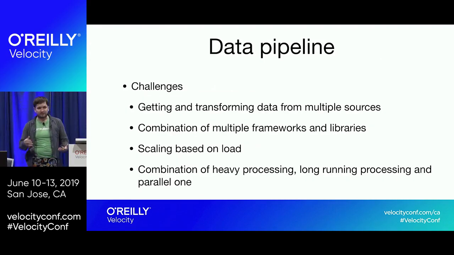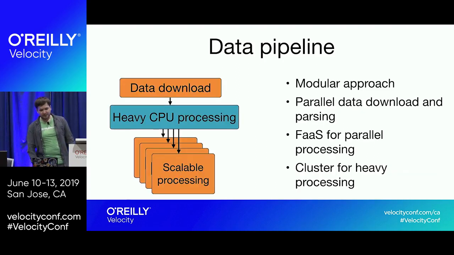Let's start with the first challenging task in data science: organizing the data pipeline. You have multiple sources, you have multiple frameworks and libraries. You want it to be scalable because you receive a lot of data in one go, so you want it to scale. And you have a combination of different types of processing. In this way, serverless allows you to combine it. So basically, you're using AWS Lambda for parallel processing, so you try to parallelize it as much as possible. And you use a cluster for heavy processing or long processing.